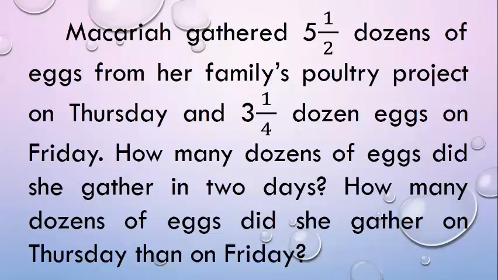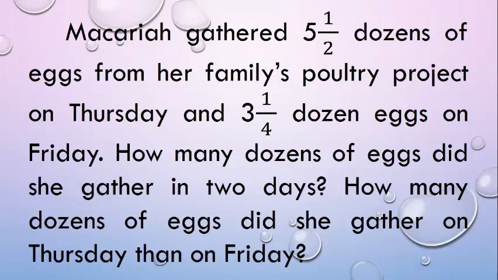Let's read this together so that we can understand. Macaria gathered 5½ dozens of eggs from her family poultry project on Thursday and 3¼ dozen eggs on Friday. How many dozens of eggs did she gather in 2 days? How many dozens of eggs did she gather on Thursday than on Friday? Did you get it? Did you understand the problem?